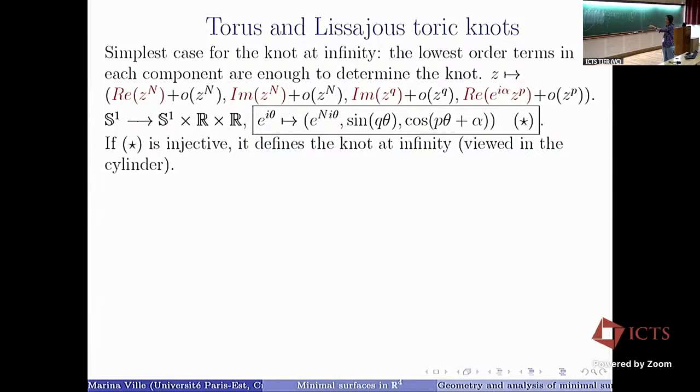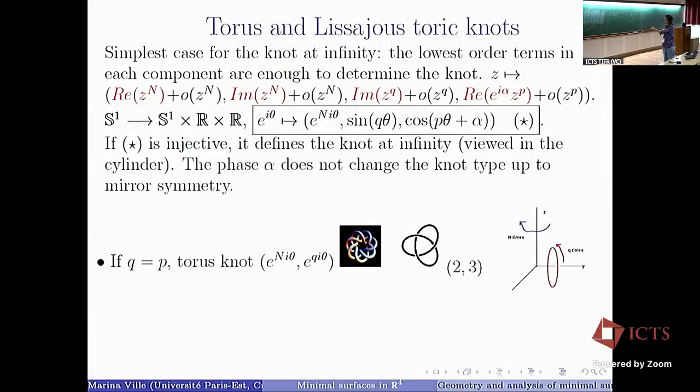There are other knots, but this is a basic example. There's a phase to prevent the knot from being singular, but it doesn't change the type of the knot. And so what are these knots? First case, Q is equal to P, then it's a torus knot. This is from the knot atlas. So for the torus knot in R3, you take a vertical circle, you go around it Q times, and while you go around it Q times, you rotate it P times around the vertical axis.